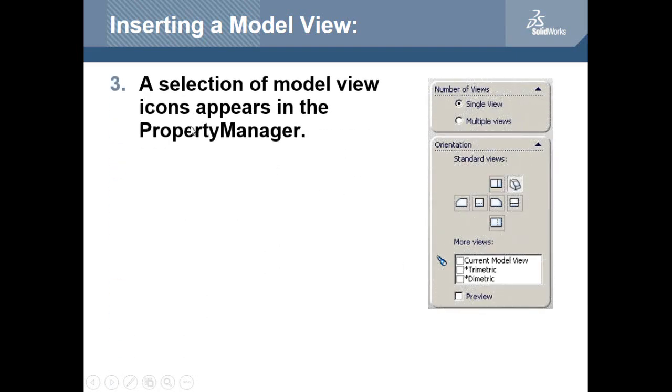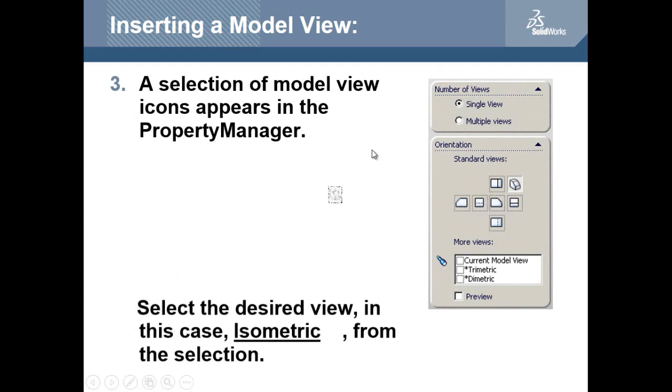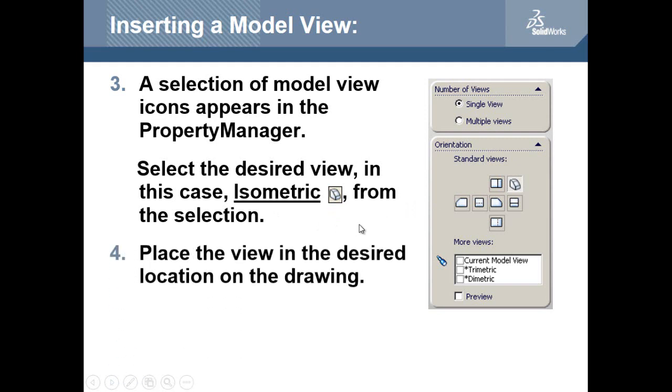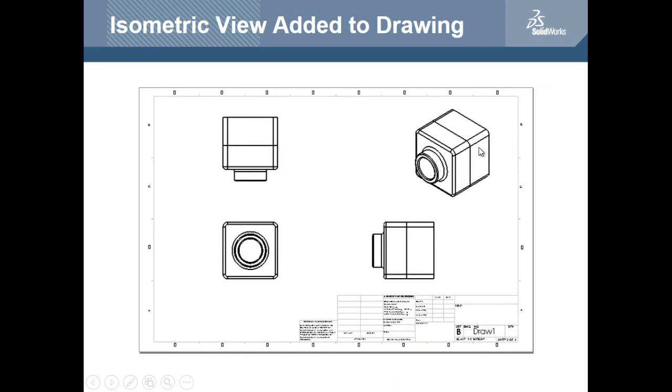A selection of the model view icon appears in the property manager. Here we go. Here's all types of things. Current model, trimetric, dimetric, isometric, all standard ones, front, back, sideways. Select the desired view, in this case isometric, this guy right here, from the selection. Place the view in the desired location on the drawing. There it is. We put it right there.